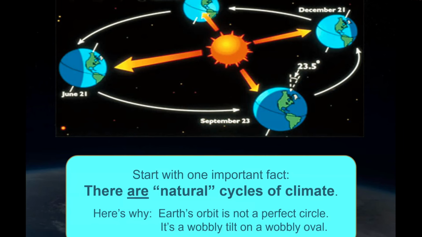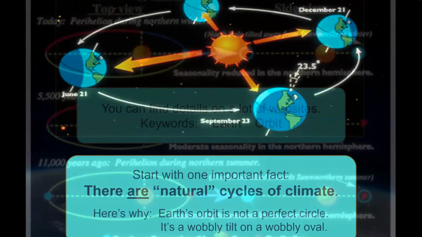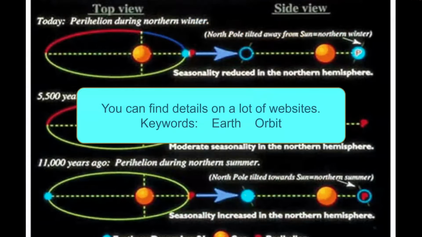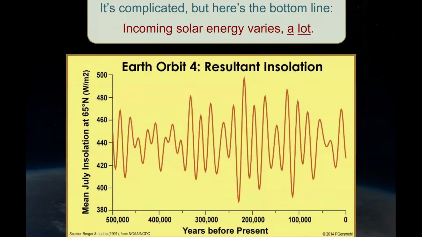To start with one important fact, all of these cycles we had in the past are natural cycles. Earth's orbit is not a perfect circle. It's a, say this fast, a wobbly tilt on a wobbly oval. And as a result, you can find the details on a lot of websites. Keywords Earth orbit, and you'll get a handful of websites. It's pretty complicated, but we know a lot about temperatures from ice cores and things like that.